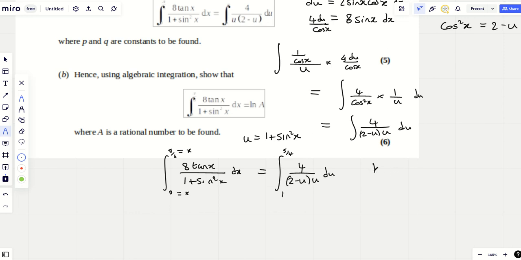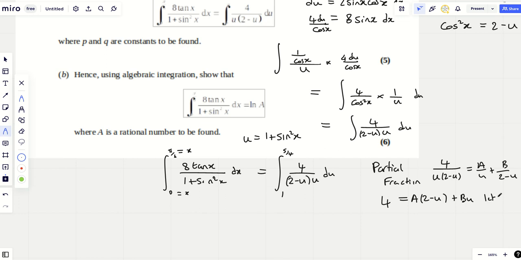Right, we need partial fractions here. Yeah, you can only integrate that with partial fractions. So you're going to have to say 4 over u times 2 minus u equals a over u plus b over 2 minus u. Yeah. Now you can use cover-up rule if you're super confident with this, great. But otherwise, make 4 equal to a times 2 minus u plus bu. Let u equal 2. You're going to get 4 equals 2b. In other words, b equals 2. And let u equal 0 next. That's what we're going to be doing next.